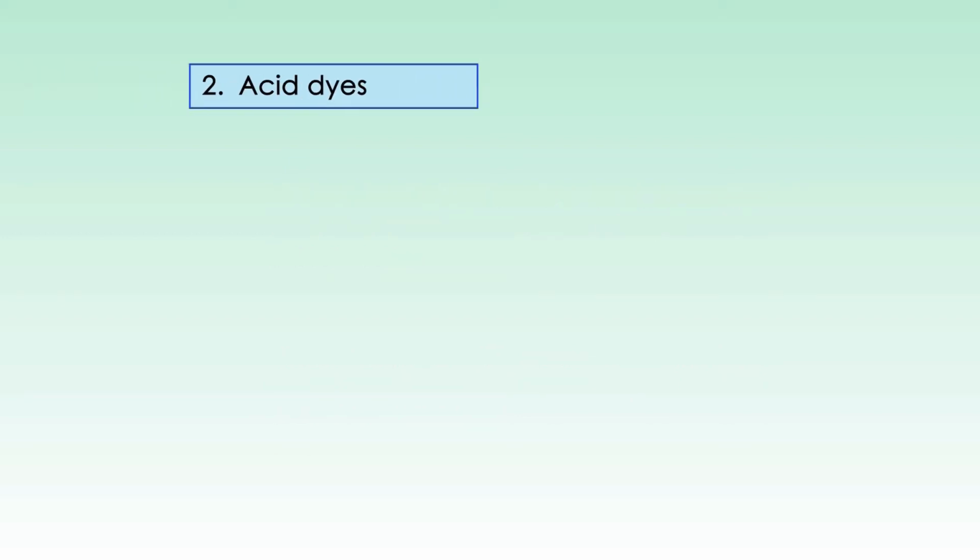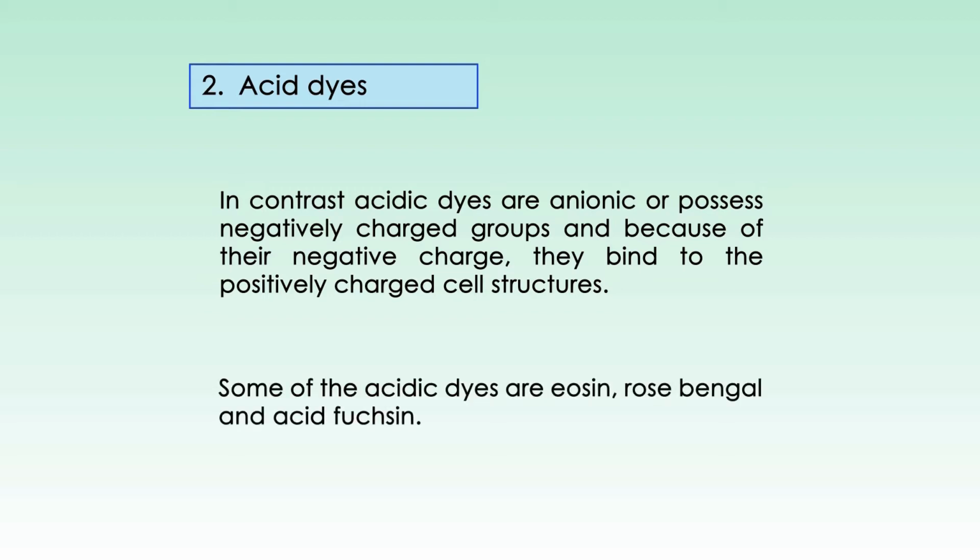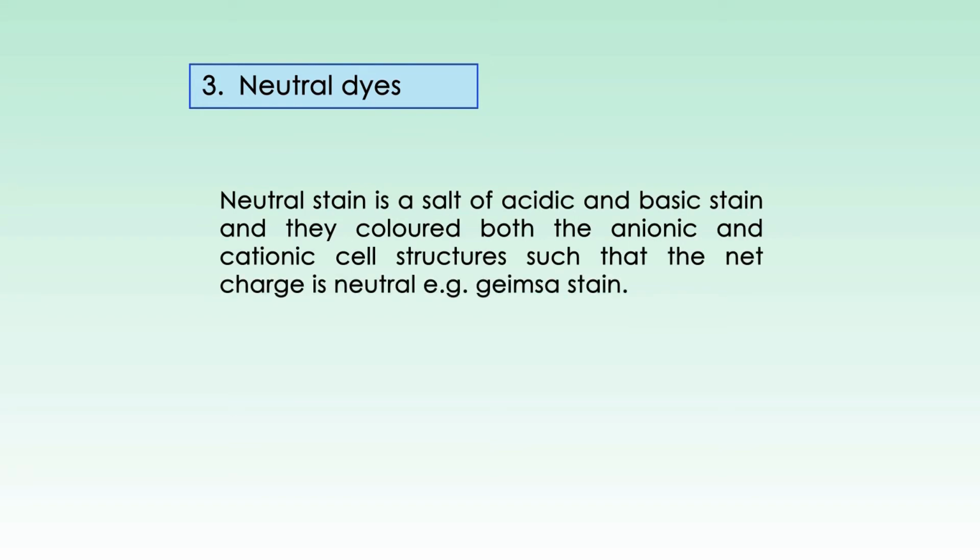Now we'll come to acid dyes. In contrast, acidic dyes are anionic or possess negatively charged groups, and because of their negative charge, they bind to the positively charged cell structures. Some of the acidic dyes are eosin, rose bengal and acid fuchsin. Next are the neutral dyes. Neutral stain is a salt of acidic and basic stain, and they color both the anionic and the cationic cell structures such that the net charge is neutral. One of the examples is Giemsa stain.